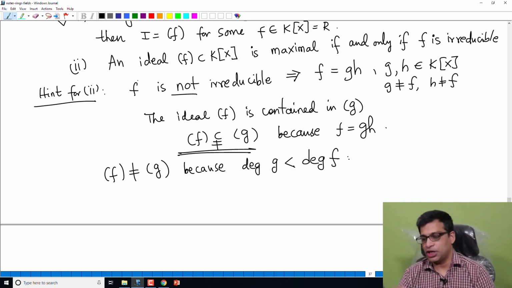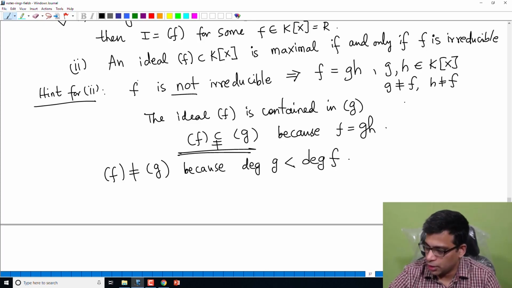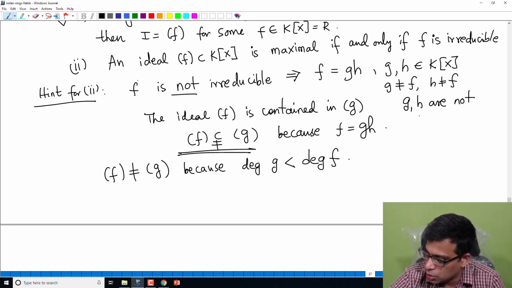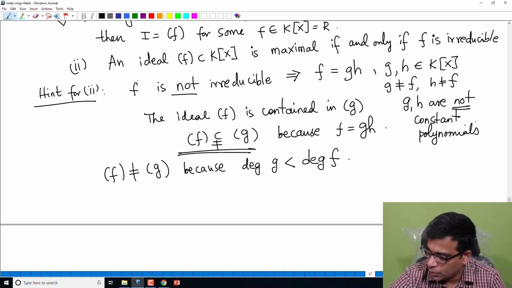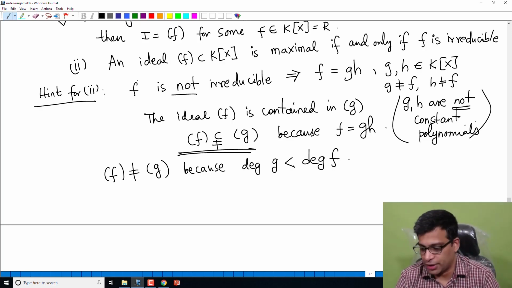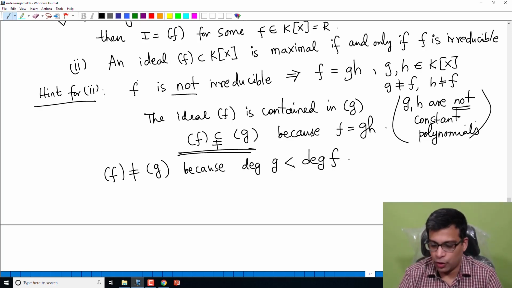Otherwise, G will be equal to F. Here we need that G and H are not constant polynomials. That's what it means for F to be not irreducible. So G and H are not constant polynomials, so the degree of G is strictly less than the degree of F. So this cannot be equal to this, right?